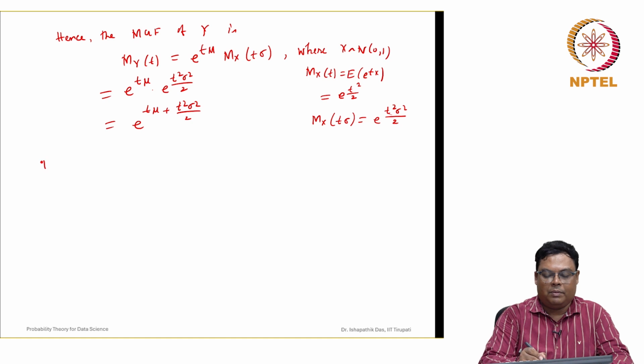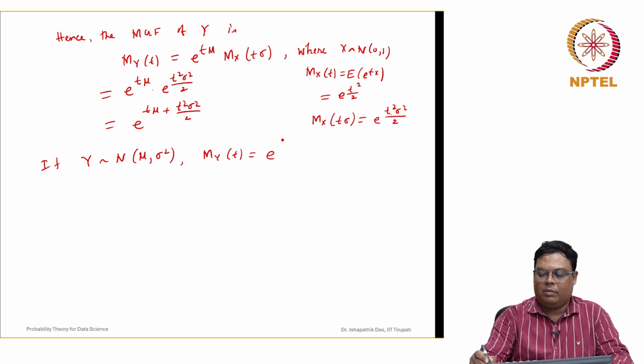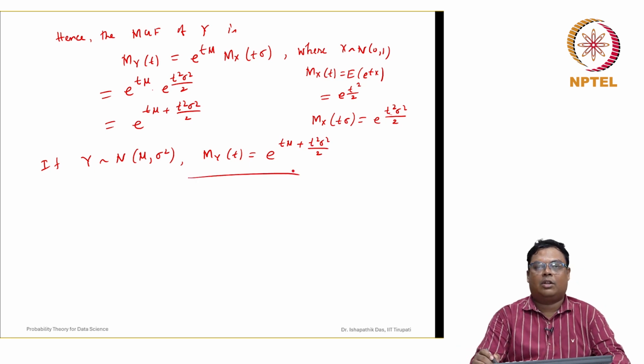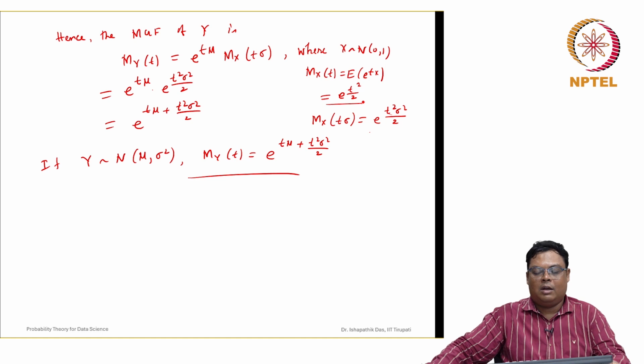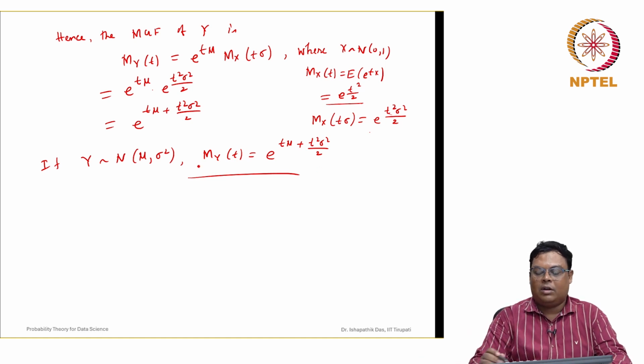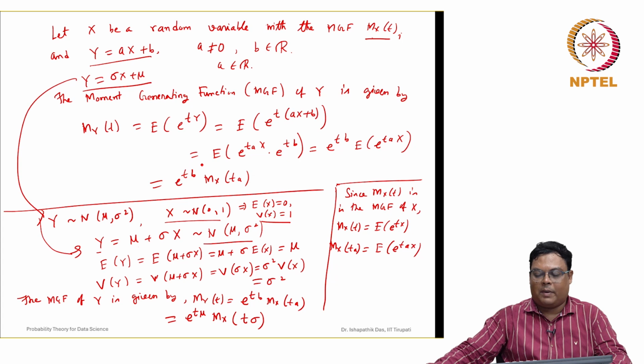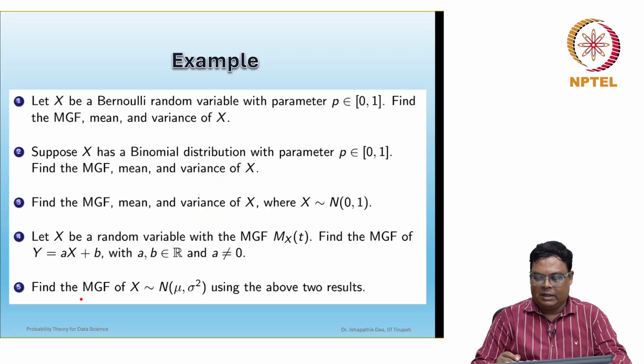Hence we found that if y is normal mu sigma square, then my t is nothing but the expectation e to the power of t mu plus t square sigma square by 2. So this is the moment generating function of a normal distribution with mean mu and variance sigma square. In particular, if mean mu is 0 and sigma square is 1, you can see that it is nothing but e to the power of t square by 2, the standard normal moment generating function, but this is the more general case. We did not do the complicated integration, just using these two properties we found this. That's why it says find the moment generating function of x using the above two results. So we completed that here.